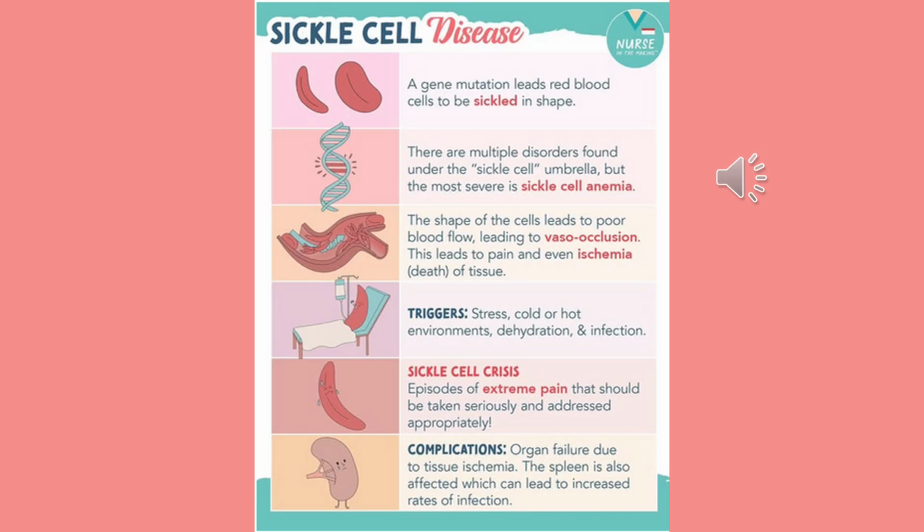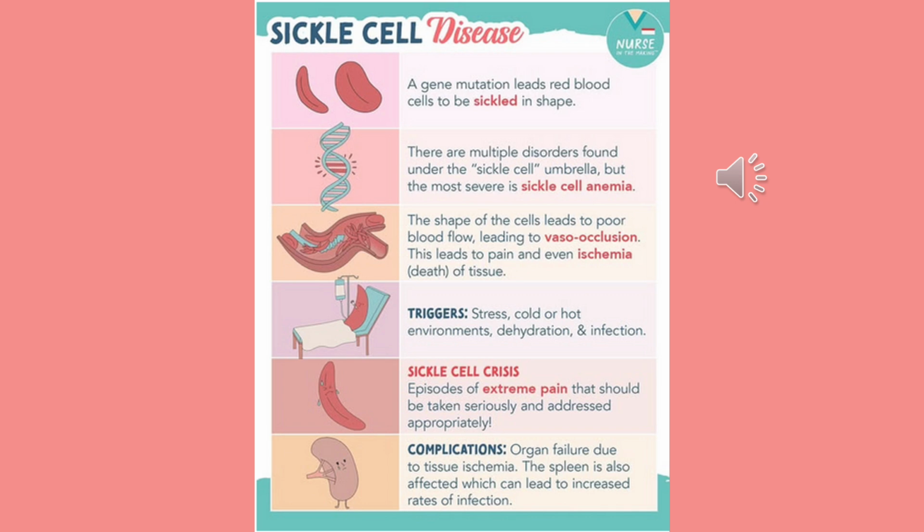All right, for our last slide here is just a picture that summarizes the key aspects of sickle cell disease, starting with its genetic cause. The disorder arises from a mutation in the gene that codes for hemoglobin, which causes red blood cells to take on a sickle shape whenever they're in low oxygen situations. Under the sickle cell umbrella, the most severe condition is sickle cell anemia.